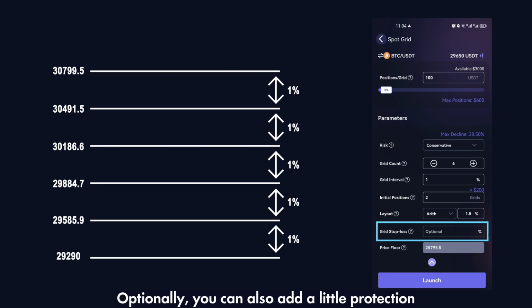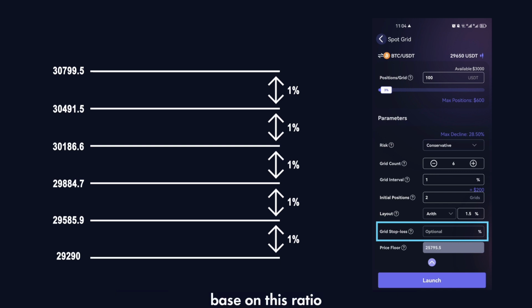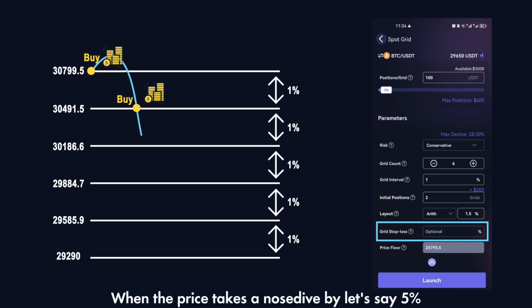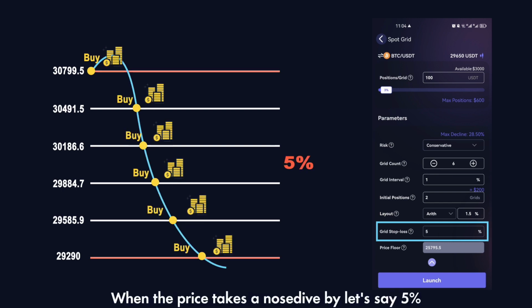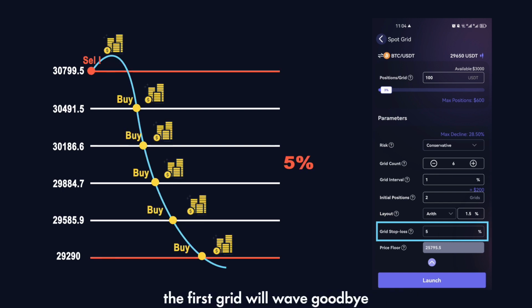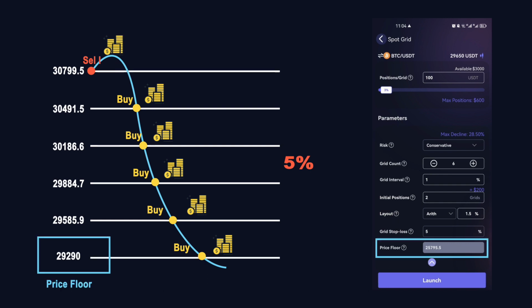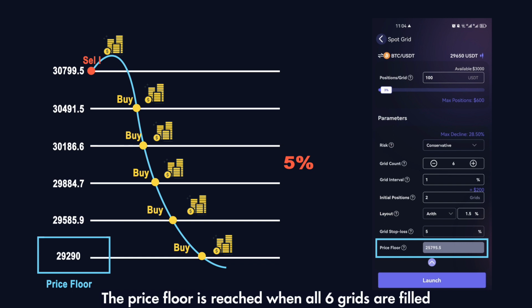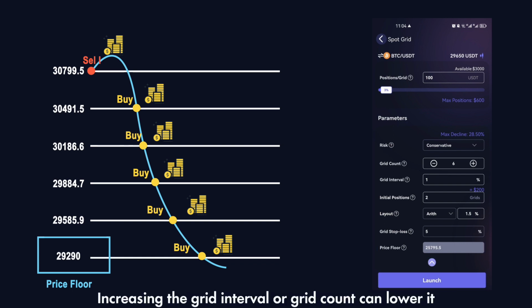Optionally, you can also add a little protection with grid stop loss to close positions grid by grid based on this ratio. When the price takes a nosedive by, let's say, 5%, the first grid will wave goodbye, freeing up funds and reducing the risk of sustained losses. The price floor is reached when all 6 grids are filled. Increasing the grid interval or grid count can lower it.